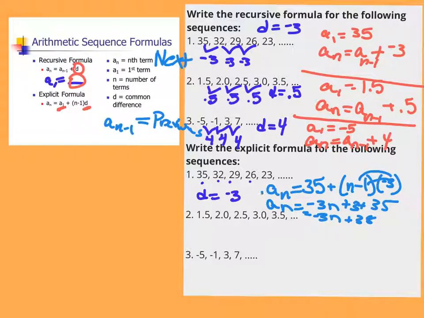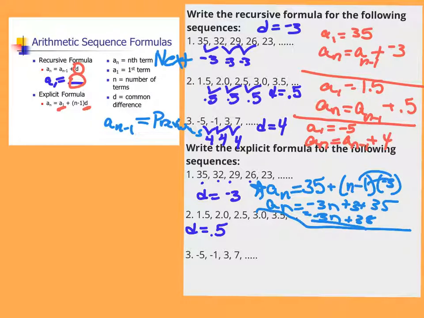I don't care what you do. You could either leave it in this form here, or you can simplify it all the way down. It's up to you. Eventually we'll have to do some solving, so it might be helpful to simplify it, but you don't have to. If we look at sequence number 2, we remember from above that that constant difference was 0.5, and we can go ahead and plug that into our formula.